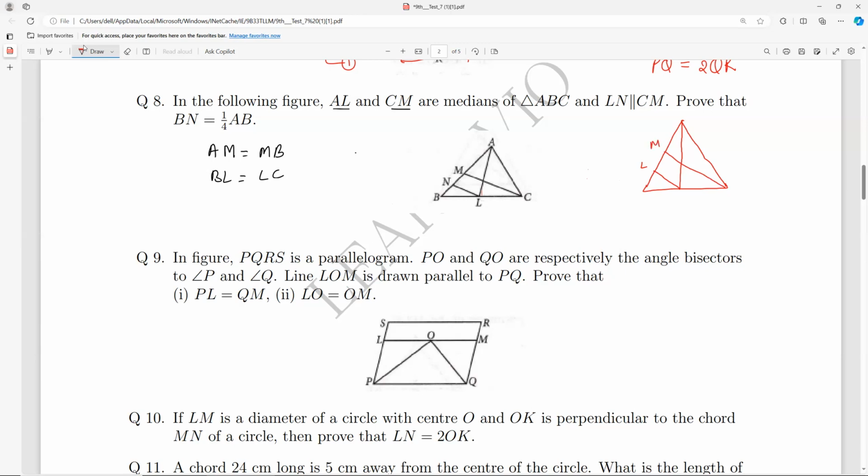These are the two medians and this side is equal to this side. Now you know by the midpoint theorem, if a line is parallel to another side, then it will bisect the third side. This is the midpoint theorem. In triangle ABC, if a line passes through the midpoint of one side and is parallel to another side, then it will bisect the third side.